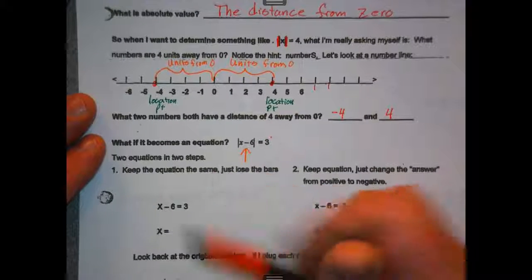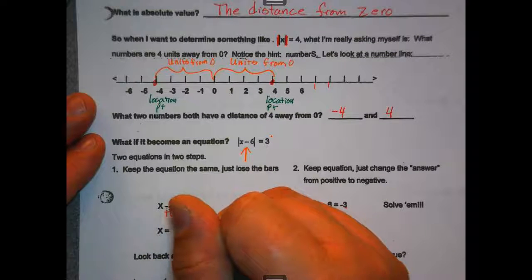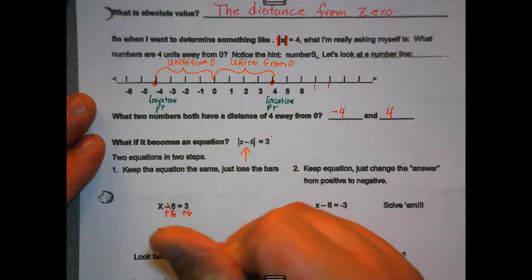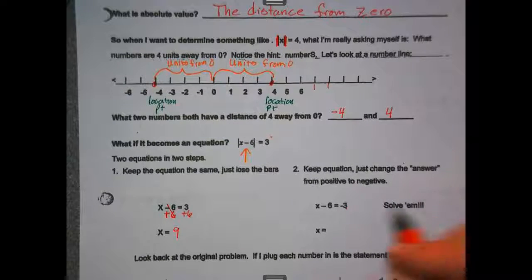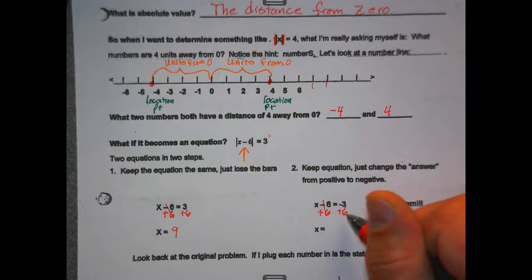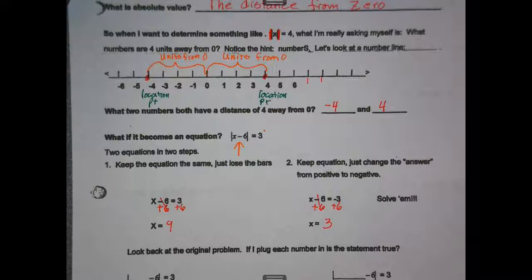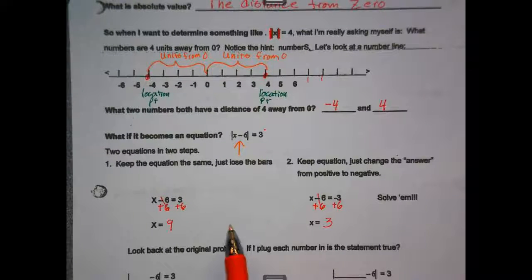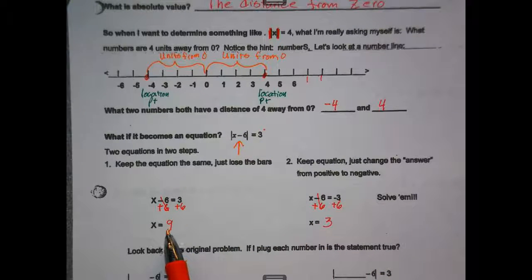Once we split those up, it's just like a regular equation to solve. I'm going to add 6 to both sides. So x is going to equal 9. Or x is going to equal, add 6 to both sides, negative 3 plus 6 is positive 3. Because you got to get x by itself. So my answer here is, to solve this absolute value equation, we could end up at the number 9, or we could end up at the number 3.